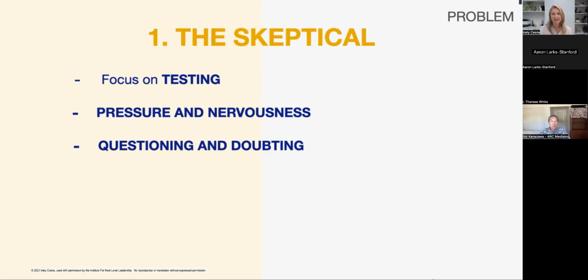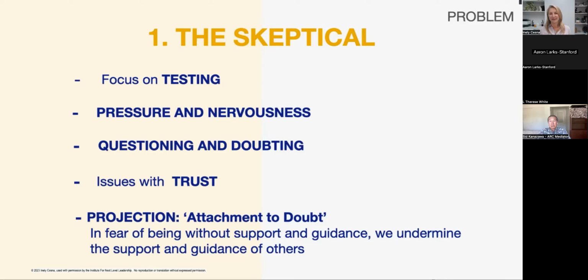I was at a party yesterday, and she was asking, what do you do in life? And what's your name? And how do you spell your name? She was asking so many questions, showing that it will take her a long time to believe me. They have issues with trust, and they're trying to build that trust. What happens here is this attachment to doubt. So when we are in this skeptical place, we are actually in fear of being without support and guidance. And when we are fearful of being without support and guidance, we undermine the support and guidance that are coming our way. We discount it, we don't see it, we can't relate to it, because we are trapped in the questioning and the doubting and the nervousness and the pressure of the situation.